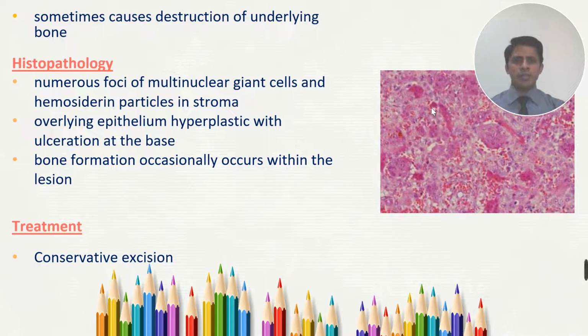Here you can see giant cells. These are the multinucleated giant cells. Overlying epithelium is hyperplastic with ulceration at the base. Bone formation occasionally occurs within the lesion. The treatment is conservative excision.